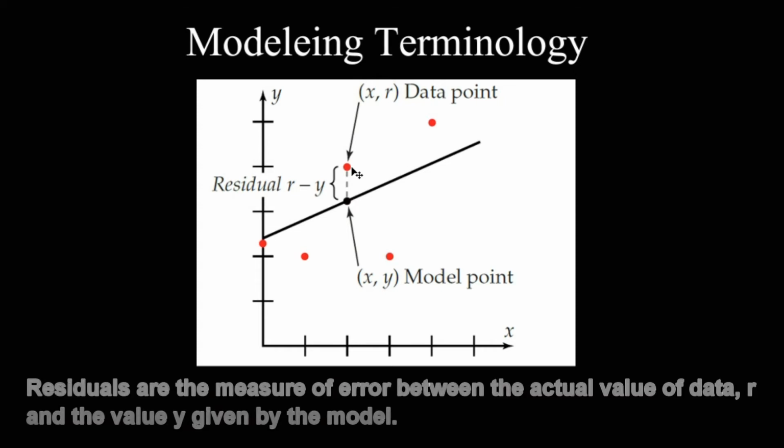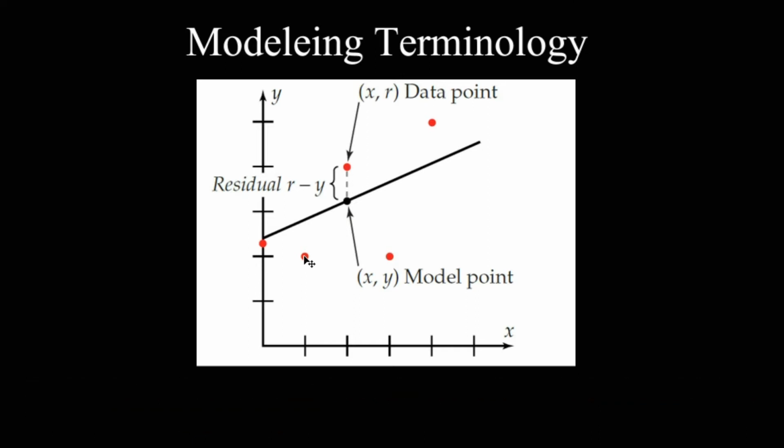Residuals are a measure of error between the actual value of data, r, and the value of y given by the model. They are the vertical distance from the line to each point. So this distance could be residual 1, this distance could be residual 2, this distance could be residual 3, and this distance could be residual 4. A positive residual is one that lies above the line, and a negative residual is one that lies below the line. If the sum of all the residuals is 0, then the line is probably a good fit, but if 2 different attempts end up with a sum of 0, then this still wouldn't indicate which line is the better fit.